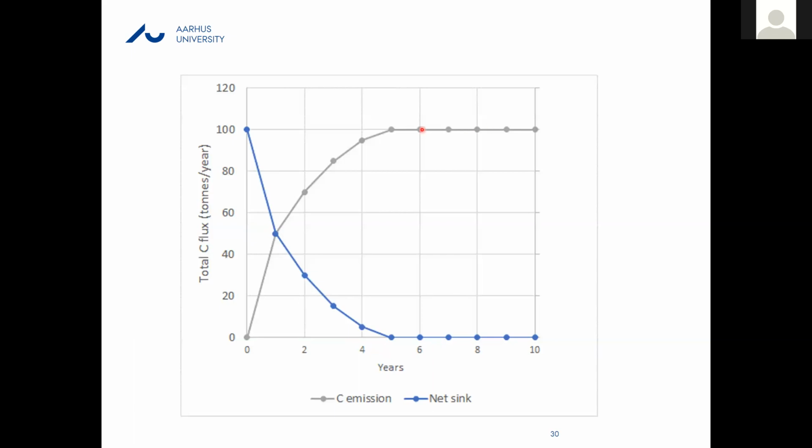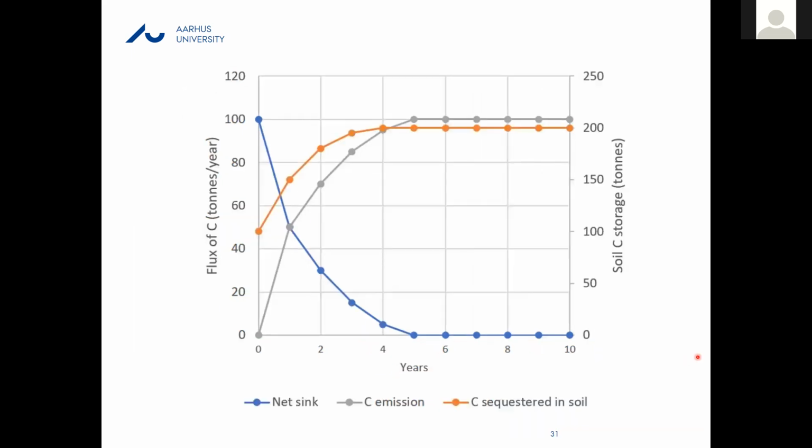So here we have the rate of emission, and we're inputting 100 tons per year. In blue, what we have is the net sink of carbon into the soil, falling to 0 at year 5. If we plot the carbon storage with time in the orange on the right-hand axis, you can see that it too reaches a plateau at year 5.